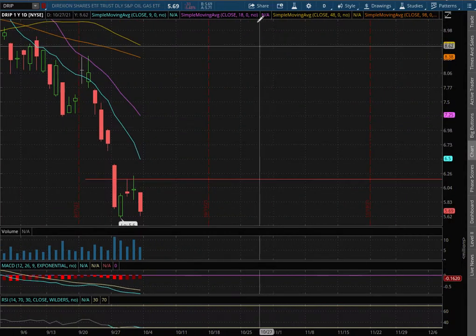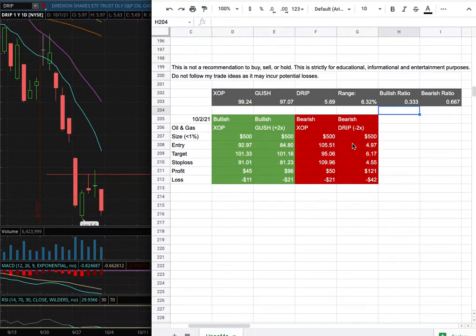with the RSI. As with the trade idea for DRIP, my position size is less than 1% of my portfolio. My entry is at $4.97. My sell target is at $6.17, and that is this range here. And my stop loss is at $4.55.